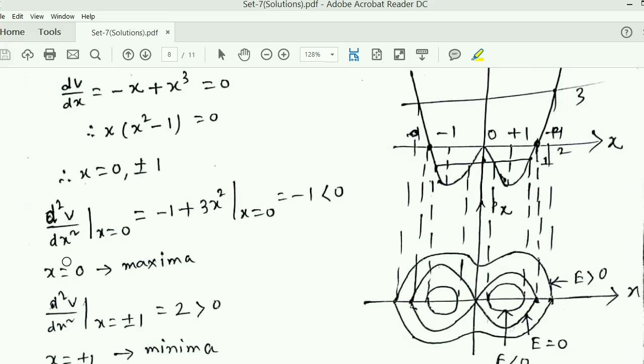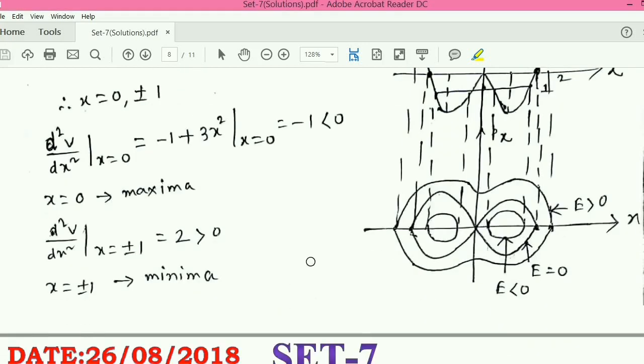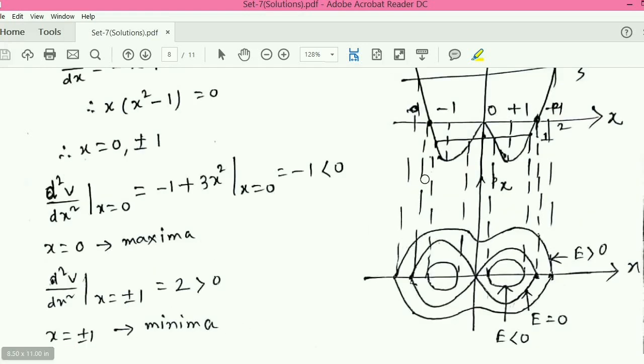So d square V by dx square at x equal to 0 gives minus 1, which is less than 0, so it's basically a maximum. So x equal to 0 is a maxima, and x equal to plus minus 1 gives d square V by dx square equal to 2, which is greater than 0, so x equal to plus minus 1 are minima. So as you can see, minus 1 and plus 1 are all minima, and this is the maxima.